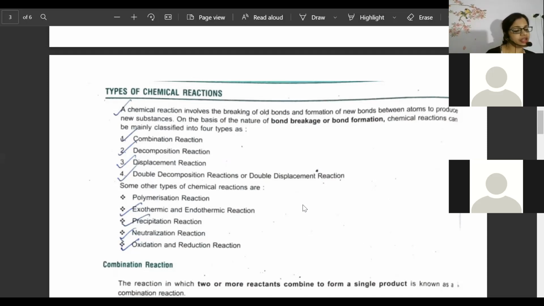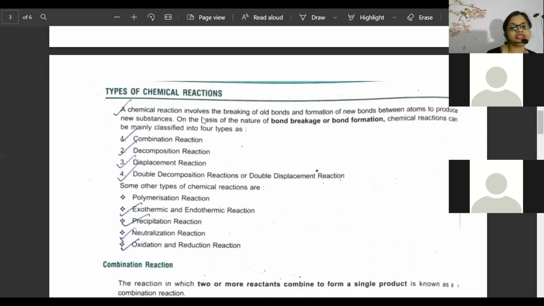Okay, so I have given ticks at the most important points, which you must write in your note. These points must be written in your note. Okay, so the first important point is: chemical reaction involves breaking of old, making of new. Breaking old bond, making new bond. Breaking which bond? Old bond. Making which bond? New bond. Okay, so that is exactly one of the very important properties of chemical reaction.